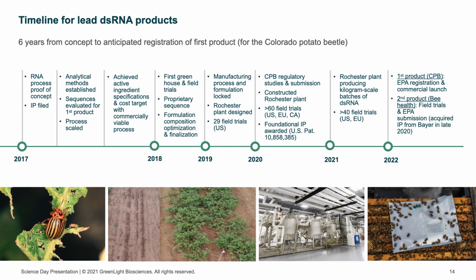In 2017, we filed some IP, which was ultimately awarded. In 2020, we have a US patent that protects our ideas for making these long double-stranded RNAs. During the course of this timeline, we also developed analytical methods, a formulation. We chose the target sequence that does the doing in the beetle. We put together a field trial operation.